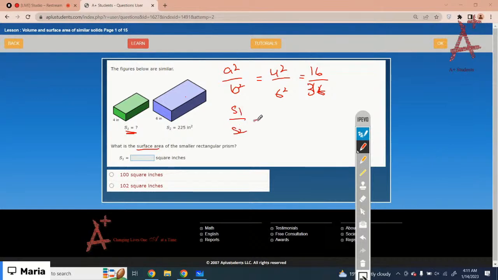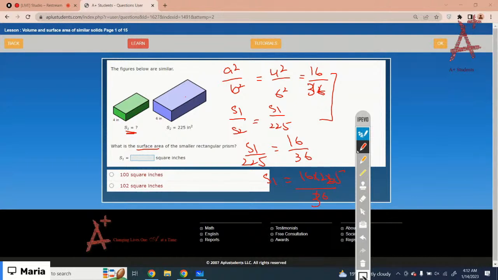It would be S1 divided by S2. You have to find the S1, and S2 is 225. Got it? So just equate these two ratios. It would be S1 over 225 equals 16 over 36. Got it? So it is S1 equals 16 times 225 divided by 36.